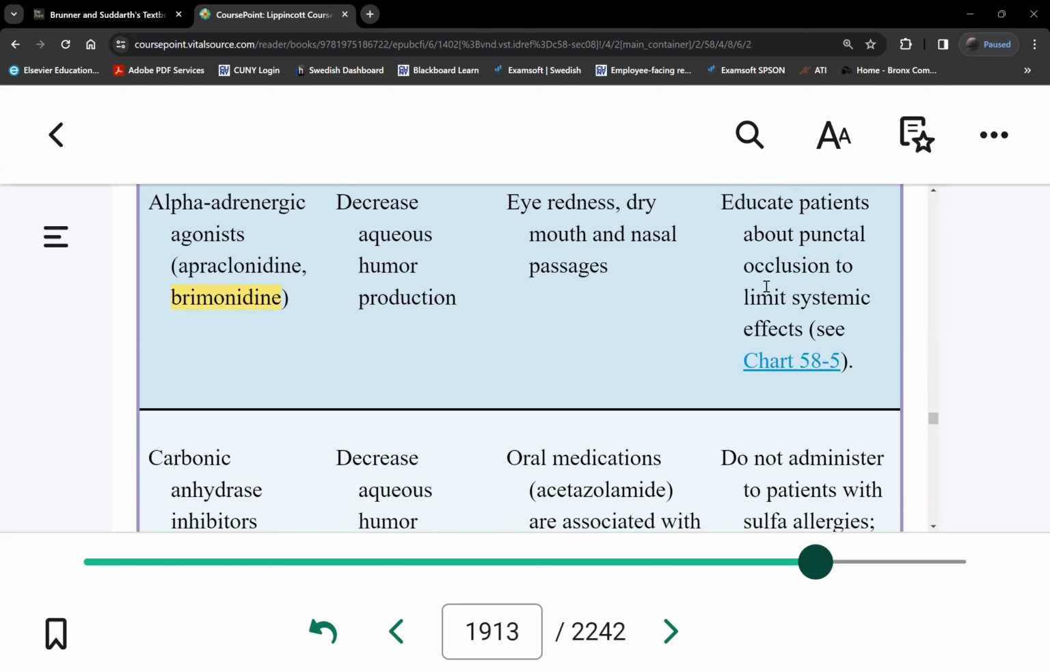So if you look at the function, as I said earlier, what are the 2 goals of the treatment? What do we do with the aqueous humor? Decrease production or increase drainage, right? So that's what all of these drugs do.